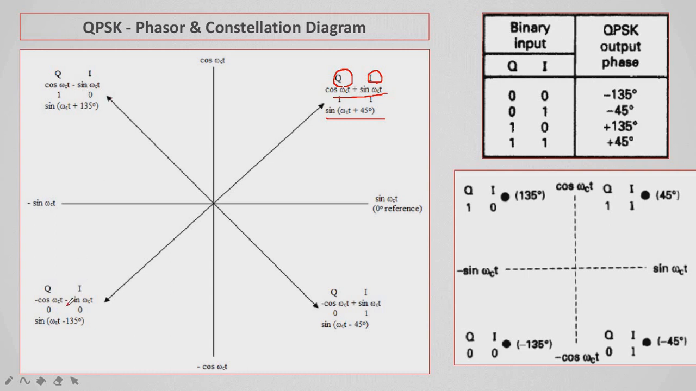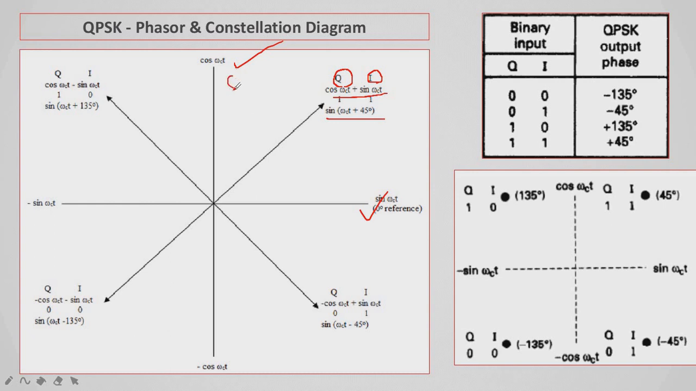Now here you can see 0 0, both are minus, so it is minus cos omega ct minus sin omega ct. And here it is 0 1, that means 0 is minus 1, so minus cos omega ct, and 1 means plus sin omega t. So this is the constellation diagram. Here the axes are divided with respect to cos omega ct and sin omega ct. These are the two signals, two orthonormal functions.